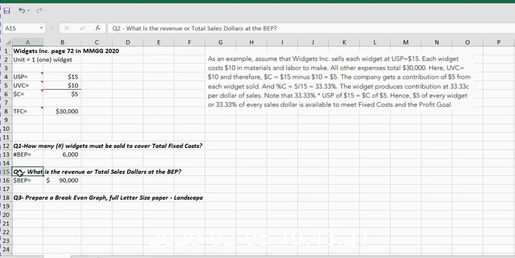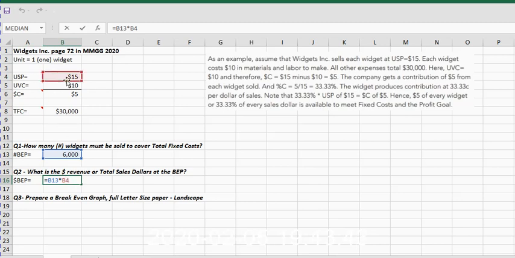Then question 2 will be, what is the revenue? And let's put a dollar sign there. What is the revenue or total sales dollars at break-even point? Well, we know the break-even point is at 6,000 units, and the dollar break-even point is going to be the unit selling price times the number of units at break-even. So that would be B13 times B4 in this case. But basically this builds the formula that you can use all the time given any numbers.